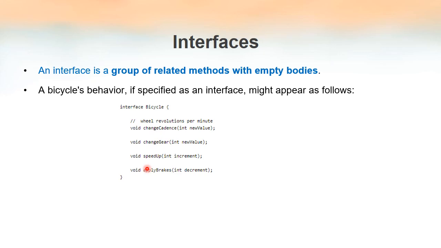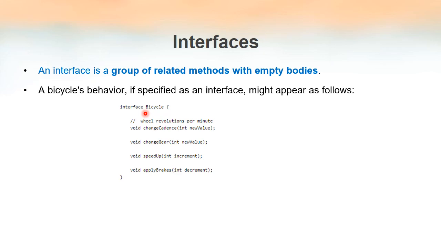So in this interface named bicycle, we have 4 methods and none of them have their body. The implementation of each of these methods is not shown here. So this becomes one interface. An interface looks like a class, but the class and interface are entirely different. We will see the difference between these two in the upcoming slides.